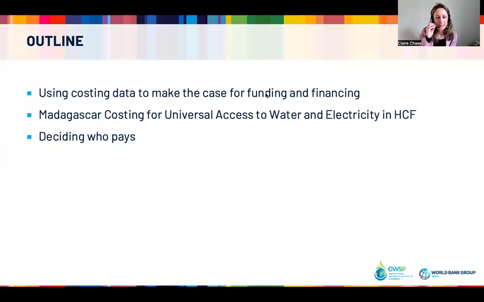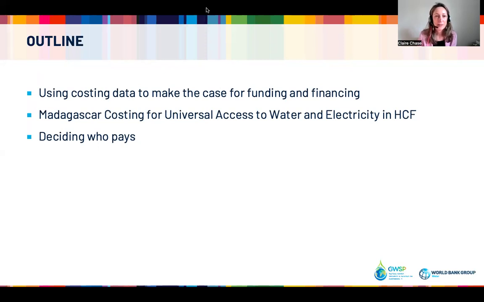You can move to the next slide. I'm going to talk briefly today before we get into the case studies about how the World Bank is using the costing data evidence that we have already, and how we're working with partners to extend those analyses in order to make the case for funding and for financing.